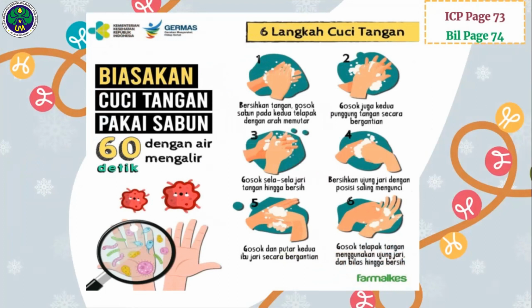Nah, yang pertama, bersihkan tangan. Gosok sabun pada kedua telapak dengan arah memutar. Nah, yang kedua, gosok juga kedua punggung tangan secara bergantian. Yang ketiga, gosok sela-sela jari tangan hingga bersih. Yang keempat, bersihkan ujung jari dengan posisi saling mengunci. Yang kelima, gosok dan putar kedua ibu jari secara bergantian. Dan yang keenam, gosok telapak tangan menggunakan ujung jari dan bilas hingga bersih. Nah, itu adalah cara bagaimana mencuci tangan yang baik dan benar. Nanti kita akan praktikkan bersama ya.